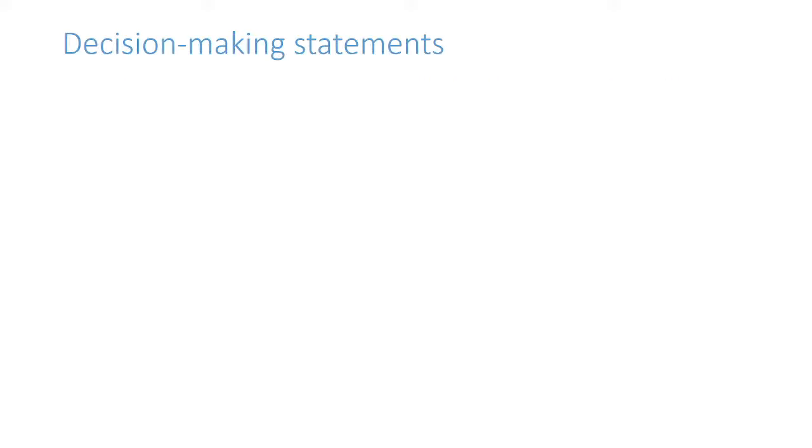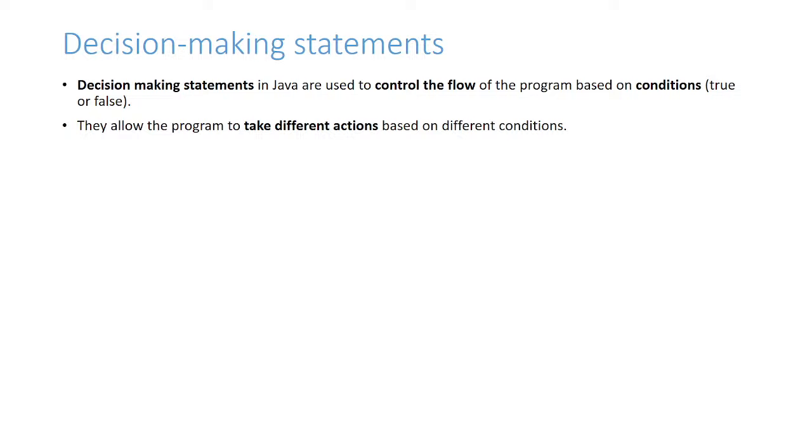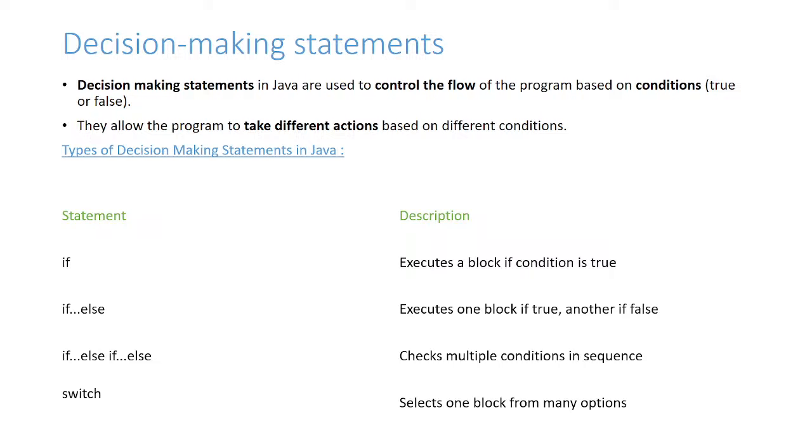So what is meant by a decision making statement in Java? Nothing but it is used to control the flow of the program based on one particular condition. It might be a Boolean value, true or false. And the second point is they allow the program to take different actions based on different conditions. So the types of decision making statements in Java are: the if statement, if else statement, if else if statement, nothing but ladder if, and switch. These are all the decision making statements.